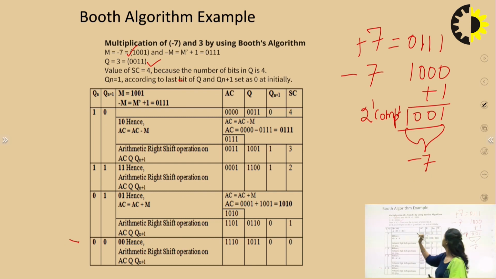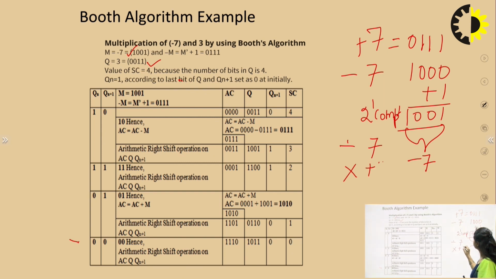And this is our multiplier bit. Since we are taking it to be like this, minus 7 into plus 3, our result will be minus 21. So what we are expecting the result to be is 21 with the negative symbol in it. That is minus 21. So this is your multiplicand M and this is our multiplier Q.